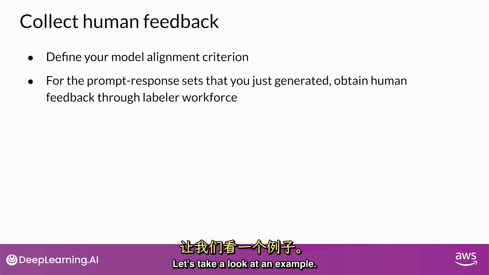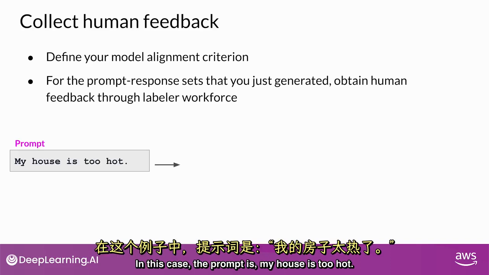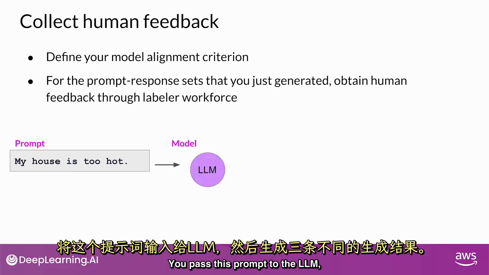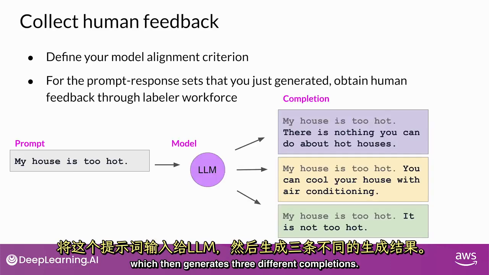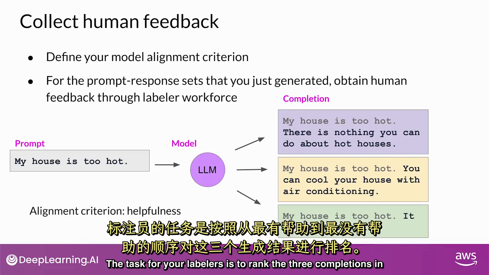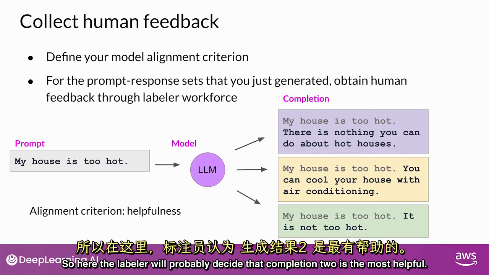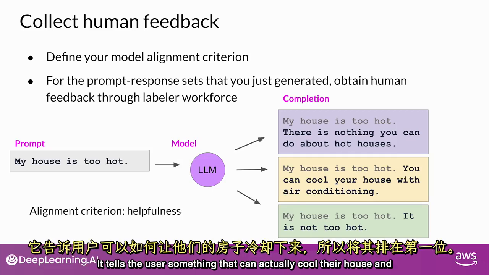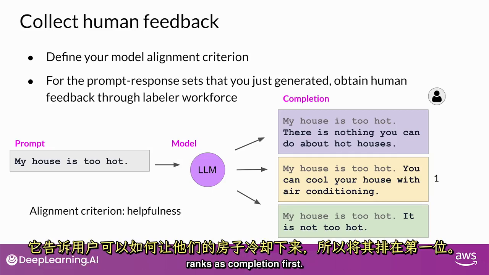Let's take a look at an example. In this case, the prompt is, "My house is too hot." You pass this prompt to the LLM, which then generates 3 different completions. The task for your labelers is to rank the 3 completions in order of helpfulness, from the most helpful to least helpful. So here, the labeler will probably decide that completion 2 is the most helpful. It tells the user something that can actually cool their house, and rank this completion first.